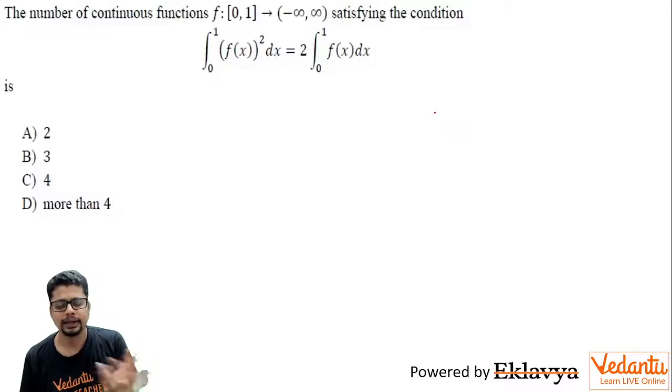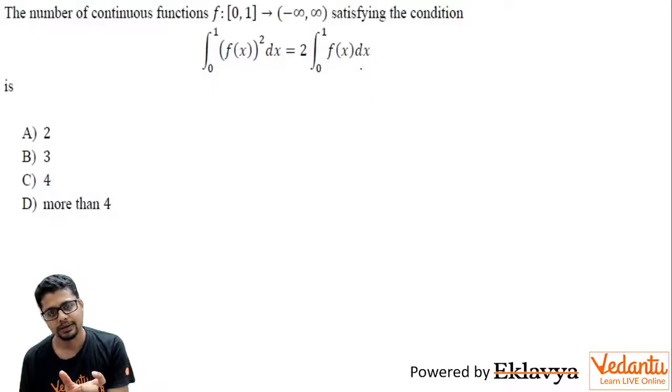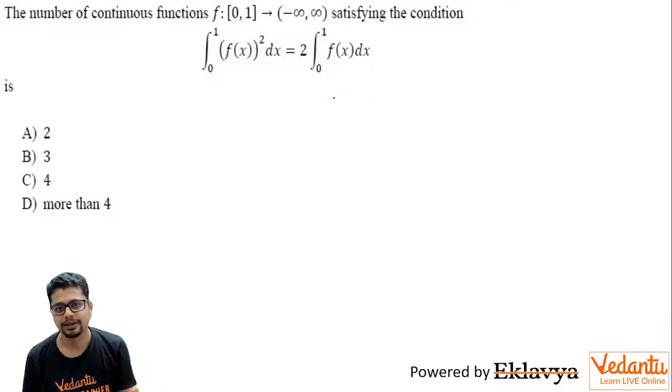throughout, then integral 0 to 1 (f(x))² dx is like the area between y equal to f(x)² and the x-axis as x varies from 0 to 1, and integral 0 to 1 f(x) dx is the area between y equal to f(x) and the x-axis as x varies from 0 to 1. So this first area is supposed to be twice the second area. Intuitively you may feel, since there's just one constraint, that f(x) should be continuous, there should be many such functions existing.